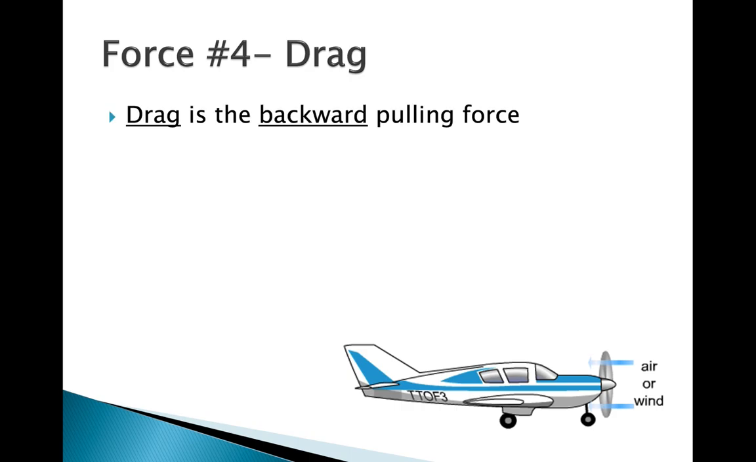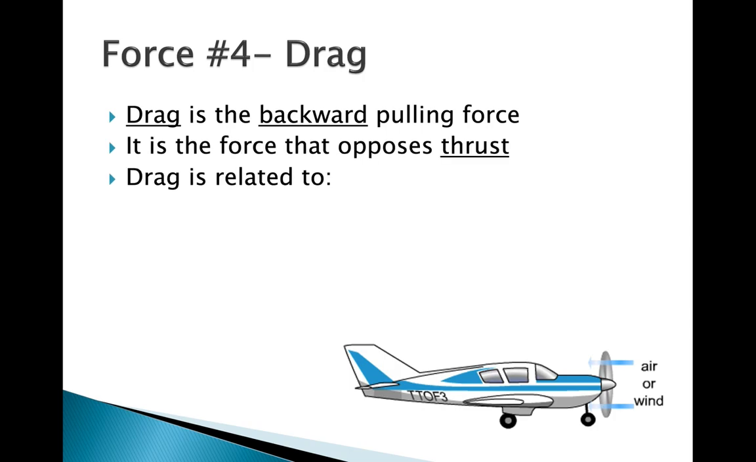All right, a couple little notes. This is mainly the page of notes for today, and then beyond that, it's just some examples. So force number 4 is drag. Drag is the backwards pulling force. It's working in opposition to thrust, which is the forwards force. So this force opposes thrust, which is forward.